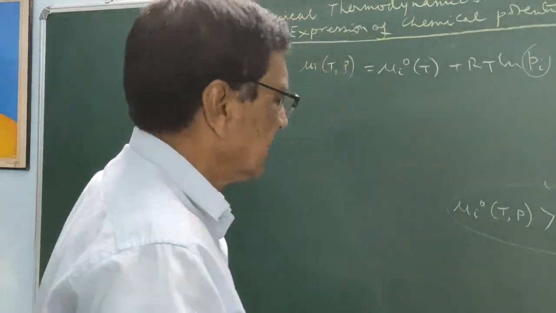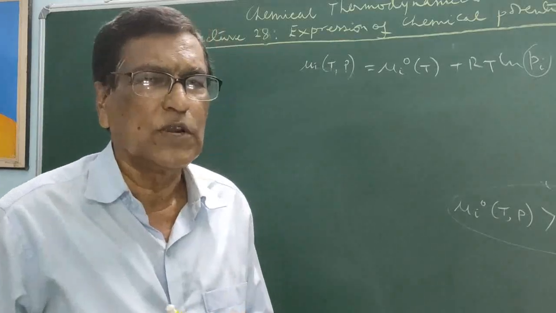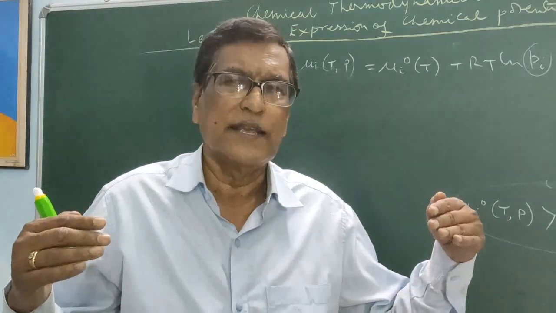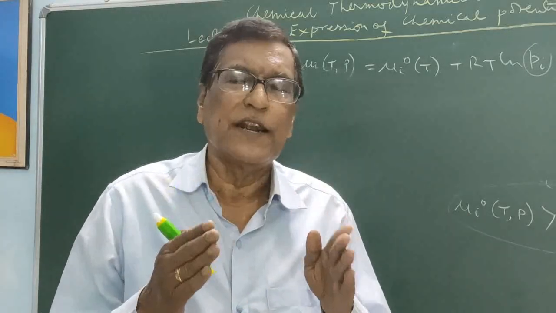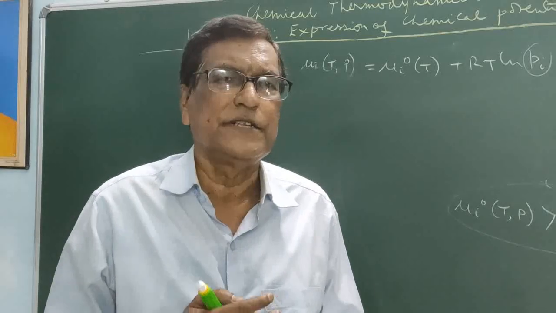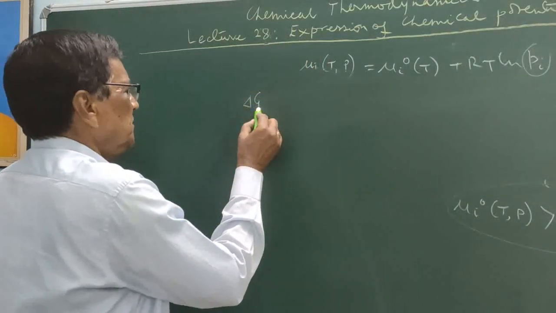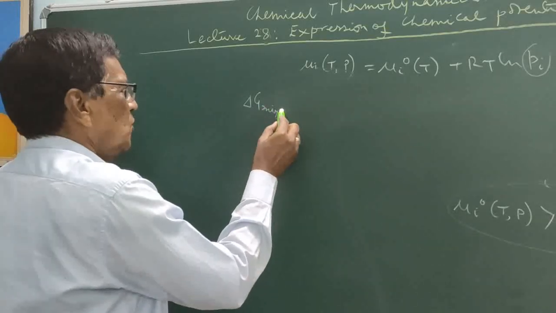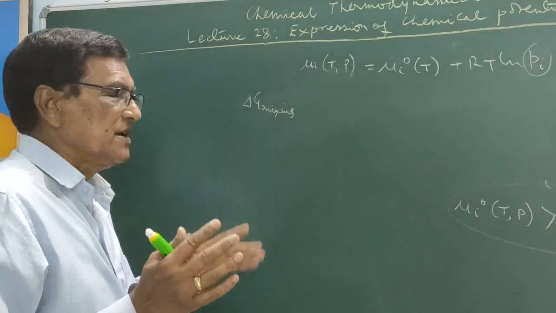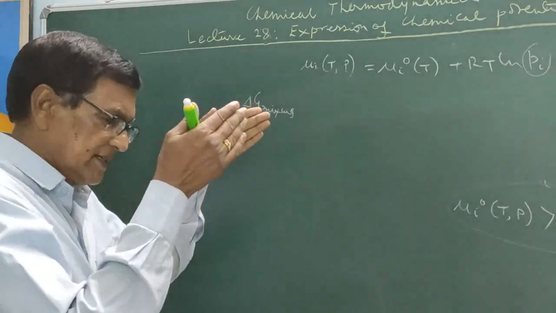So another thing is that whenever two ideal gases, or several ideal gases, are mixed up, their free energy will decrease, and the change of free energy can be expressed as delta G mixing. Whenever two or more gases are being mixed up, the free energy due to mixing is decreased.